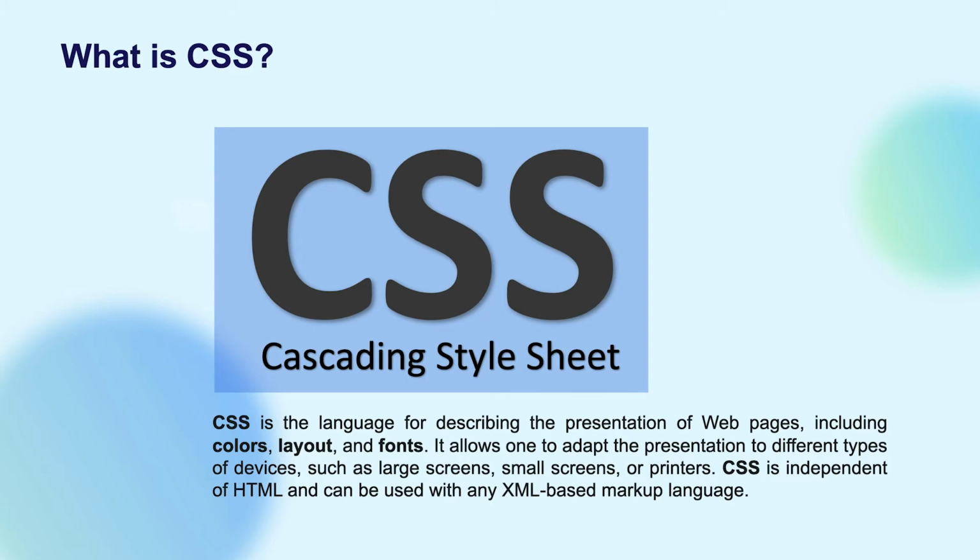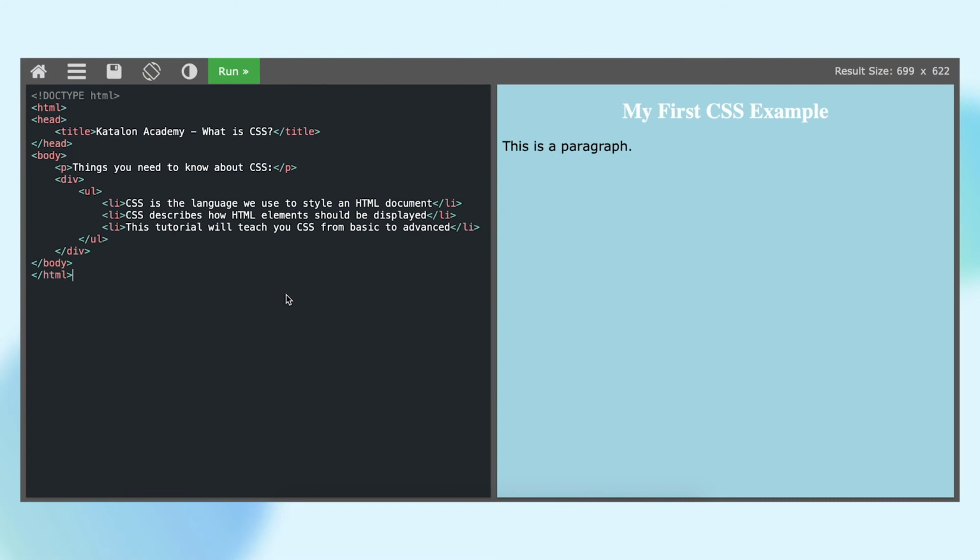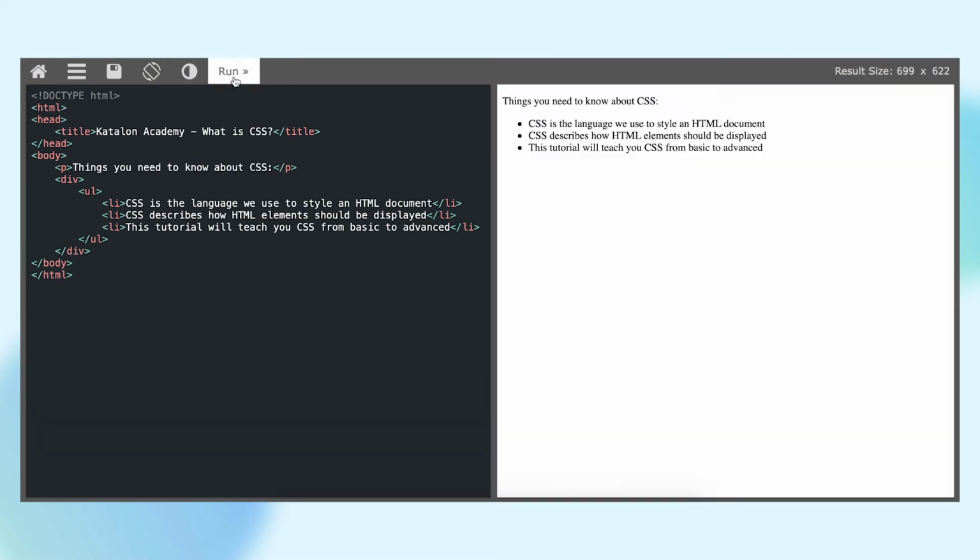It is independent of HTML and can be used with any XML-based markup language. Let's take a look at how it works. This is what a typical HTML looks like. This HTML here results in this web page with an unordered list of text. Now, how can we go about styling this? What about changing their colors and their typographical emphasis, like italicizing them?